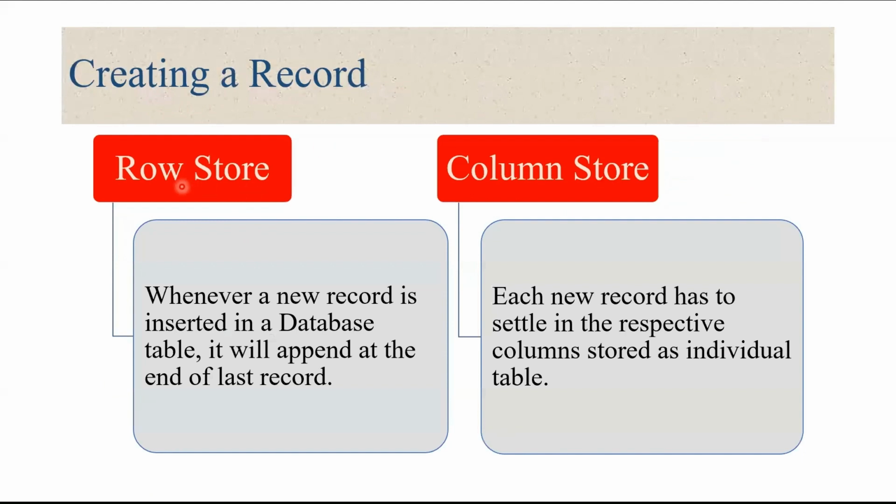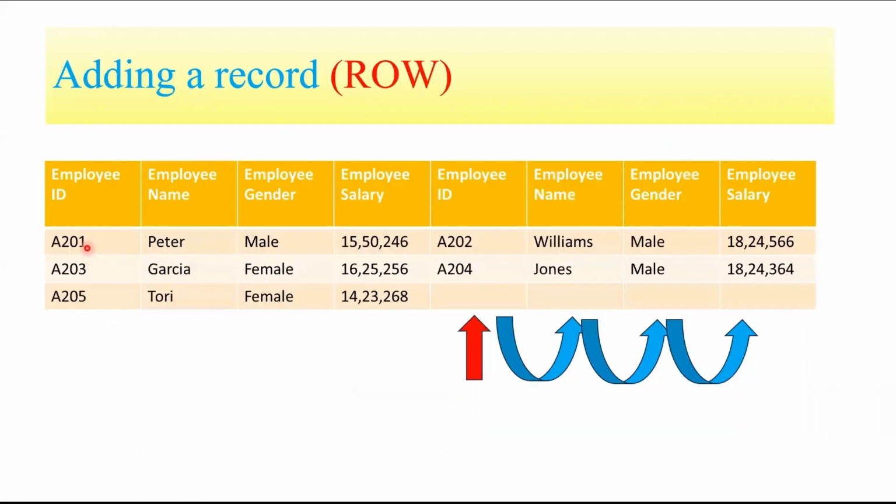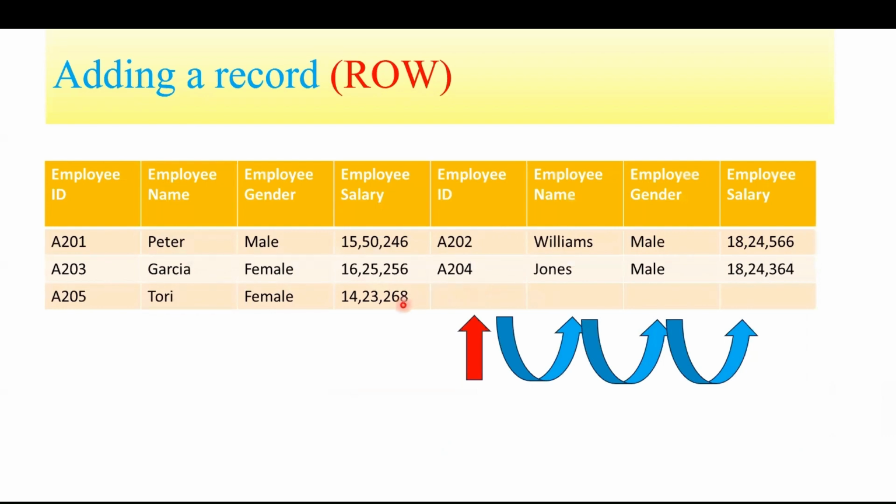Second property is creating a record or an entry. In row store, whenever a new record is created in the database table, it will append at the end of the last record. So here already there are 5 entries in this table, and if the user tries to create a new entry, it will append as a 6th record at the end of the 5th record. And the data is placed side by side here.